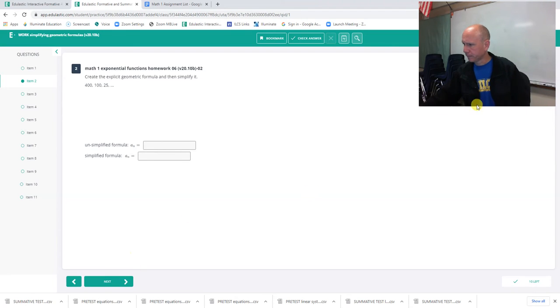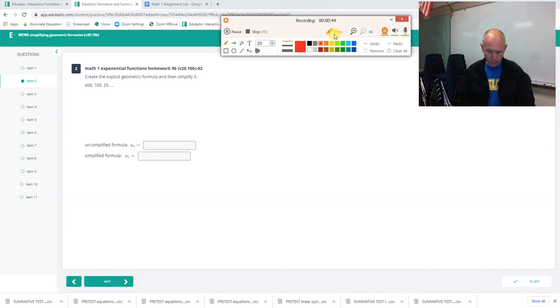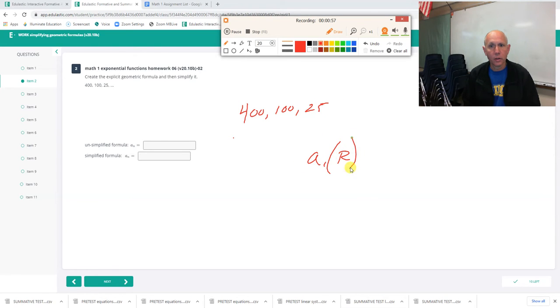Okay, so here's our first one. In your notebook, you've got to write down the original sequence. I know that it's a sub 1 times the ratio to the n minus 1. That's the generic formula for the geometric sequence. Right here, the value of the first term is 400, and the ratio is 1/4 to the n minus 1. So there's the original one, the unsimplified.